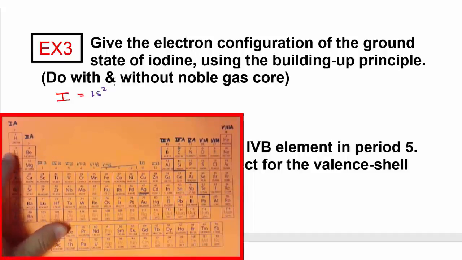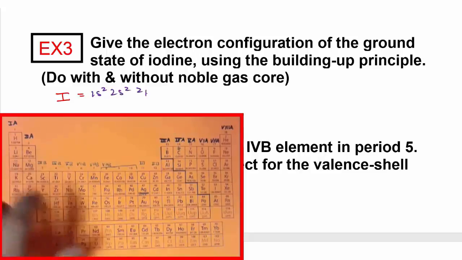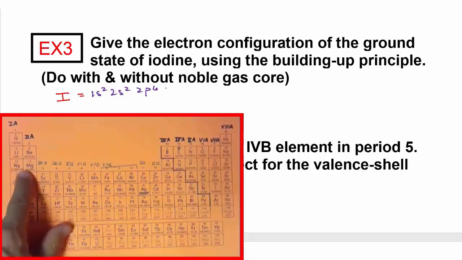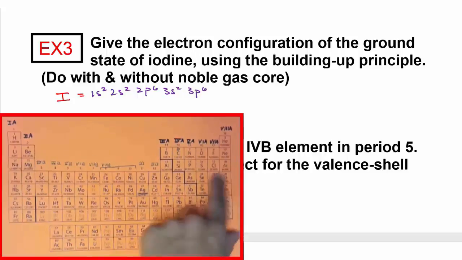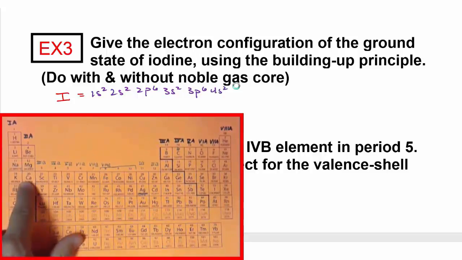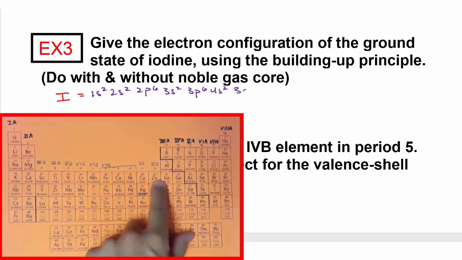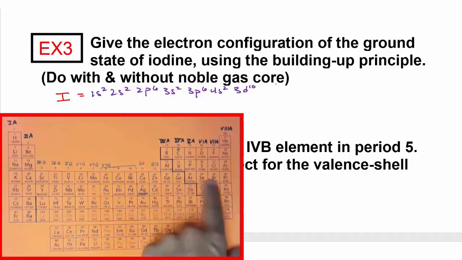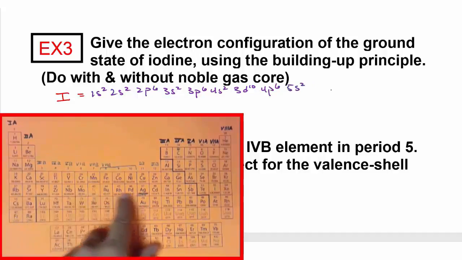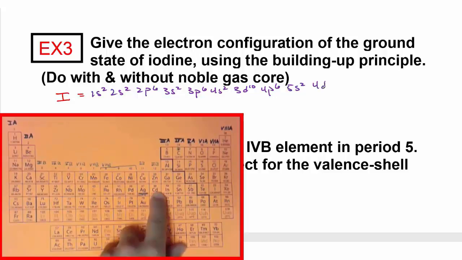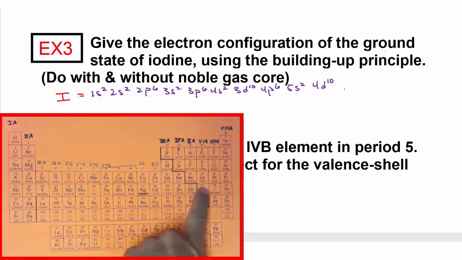So I'll start with the 1s2, 2s2, 2p6, 3s2, 3p6, 4s2, 3d10, 4p6, 5s2, 4d10, 5p1, 5p2, 5p3, 5p4, 5p5, and that's iodine.